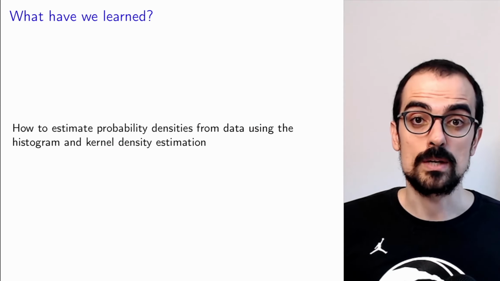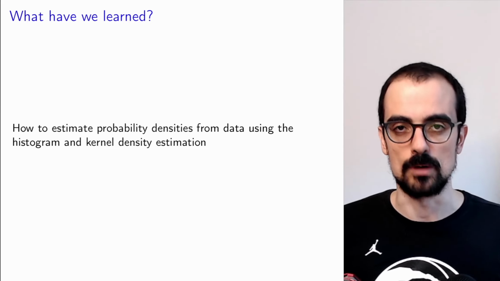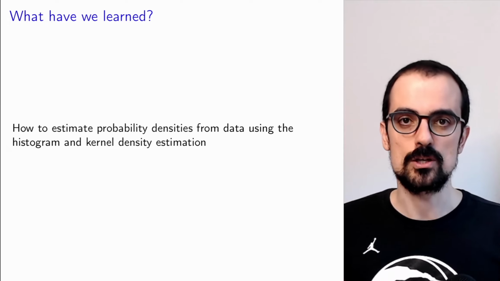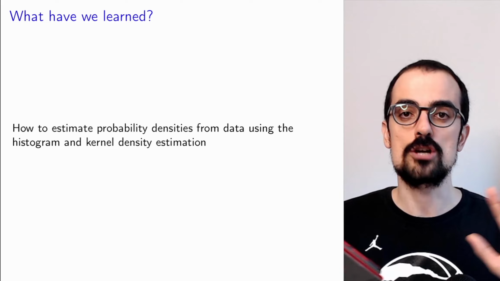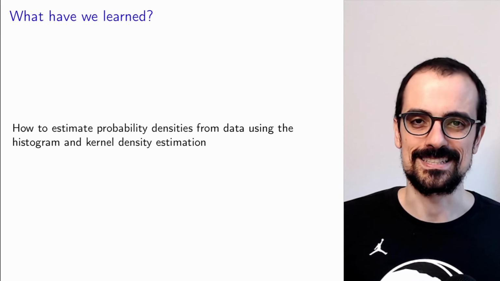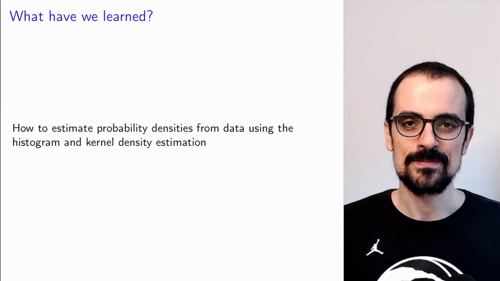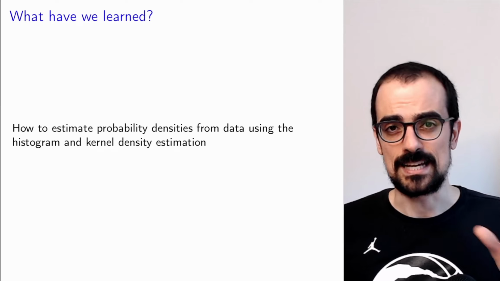So what have we learned? We have learned how to estimate probability densities from data without assuming a parametric model. In the next videos, we will see what we do if we want to assume a parametric model. These are non-parametric estimators, if you want to get fancy, of the probability density of a continuous random variable. They're the histogram and the kernel density estimate, and as you saw, they are very, very connected.